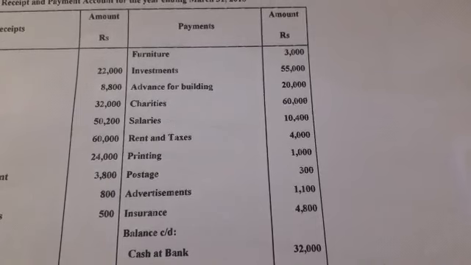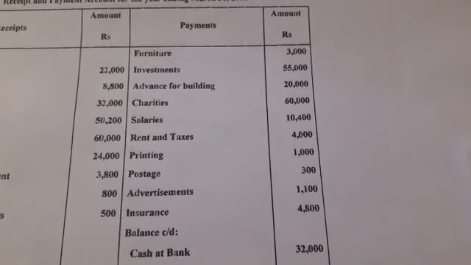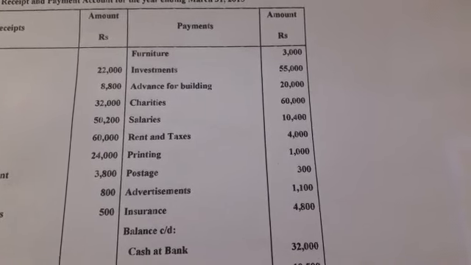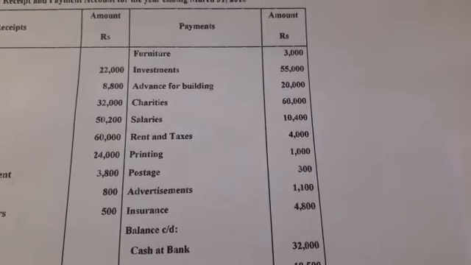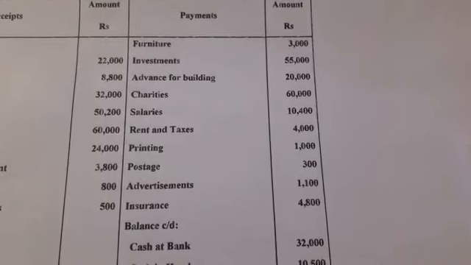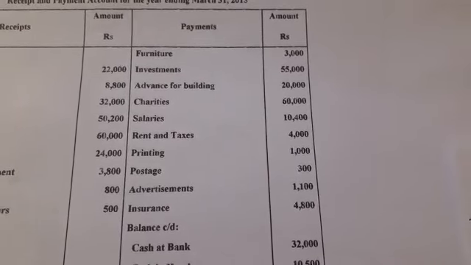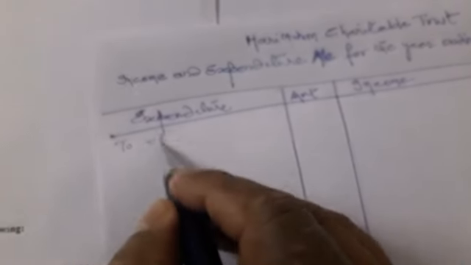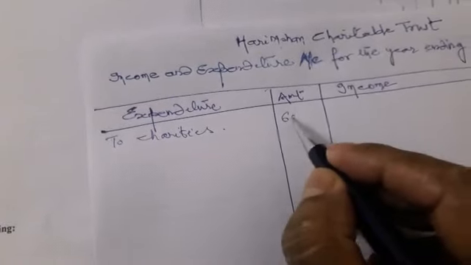Then next is advance for building. Again, it is a capital item, an asset. This will be transferred to the balance sheet. Next is charities. Charities is given on the payment side. That means the trust has given some amount in charity, so it will be included on the expenditure side: to charity, 60,000 rupees.